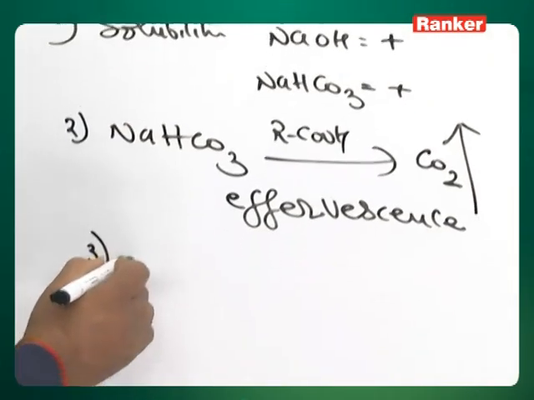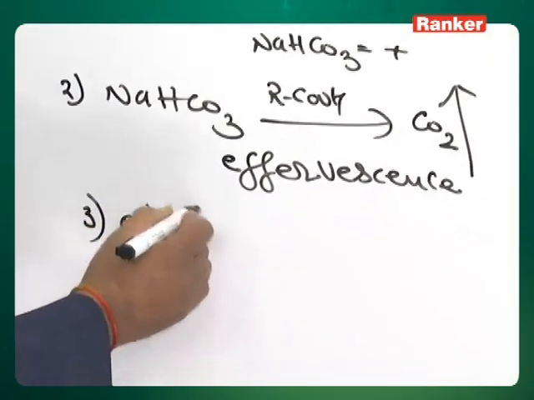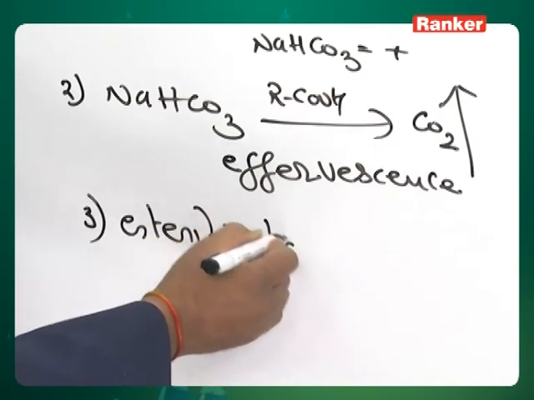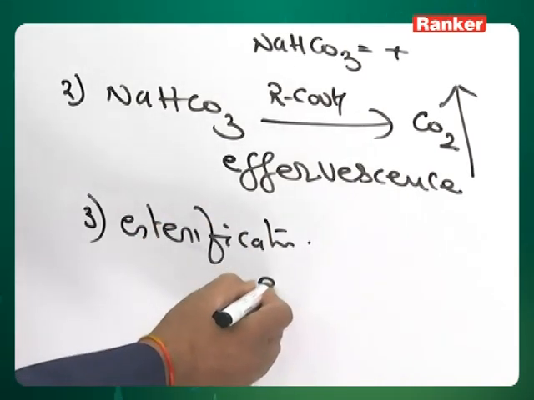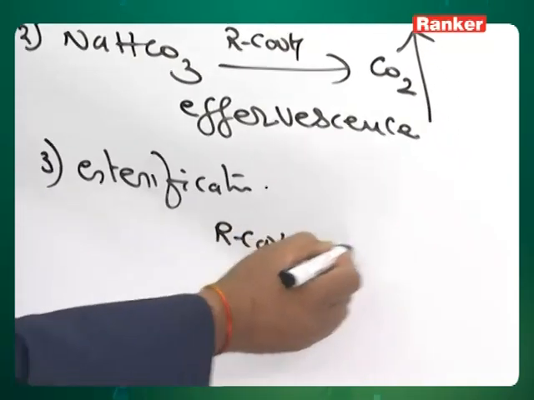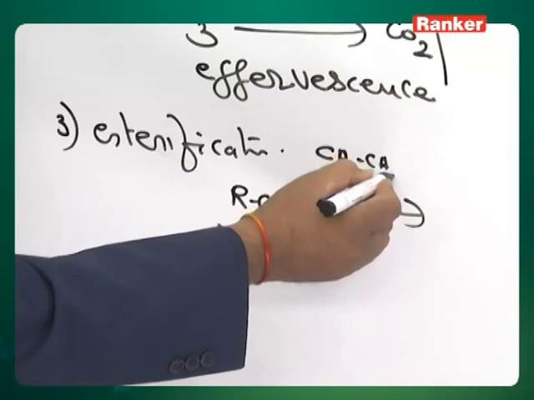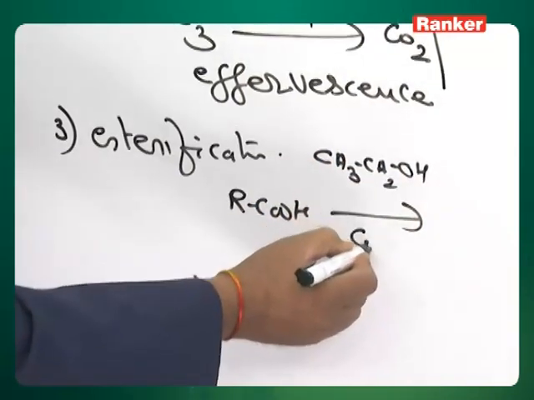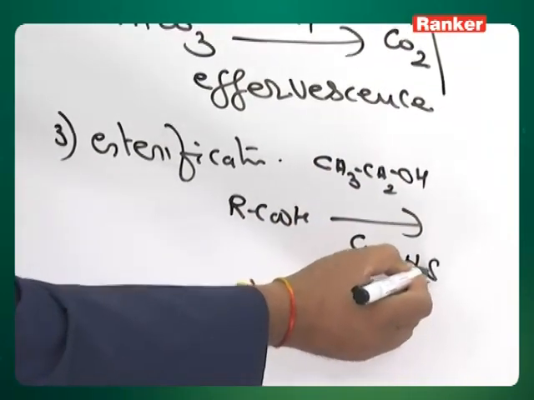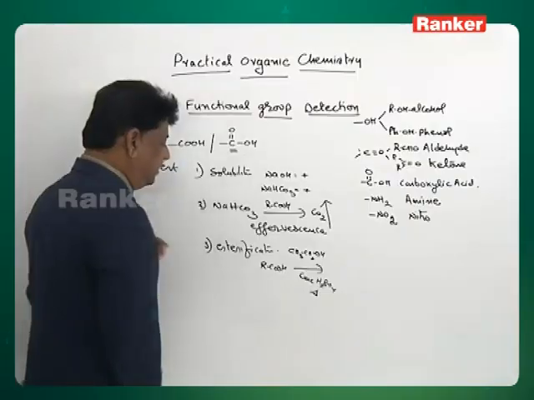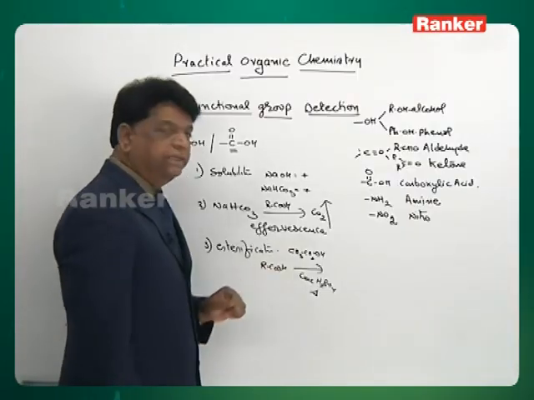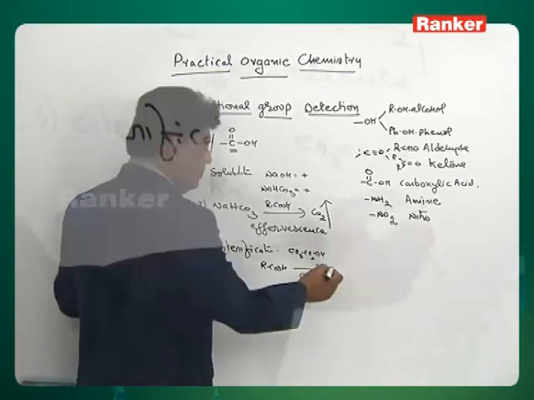Carboxylic acids can be esterified, esterification. Esterification is also a good test. Take any carboxylic acid, add ethanol. Ethanol means a 2-carbon alcohol. Add ethanol in presence of concentrated sulfuric acid and heat it. Boil for some time. All acids get esterified and ester is formed.